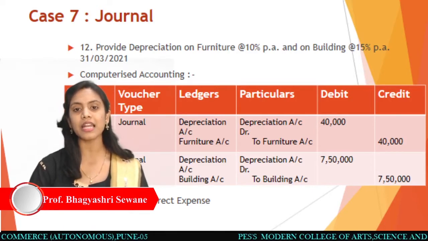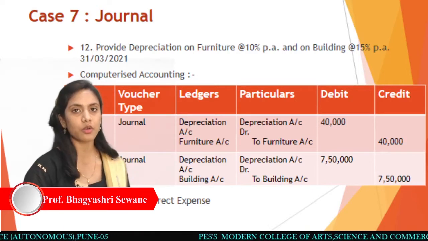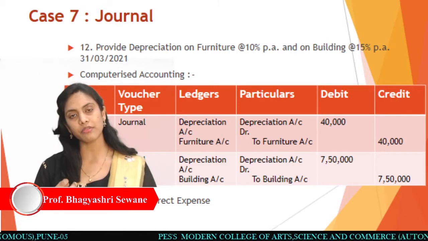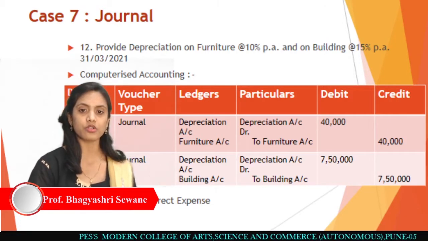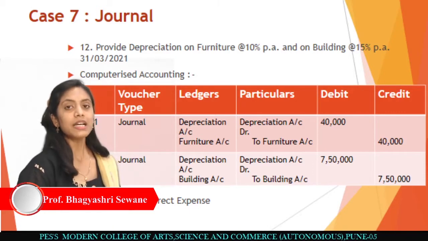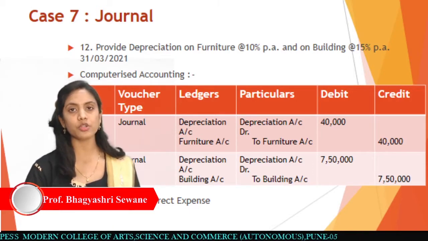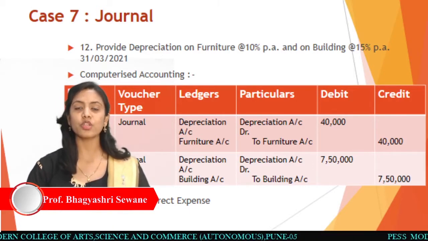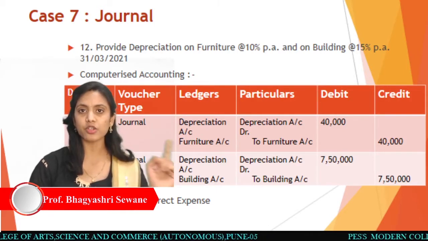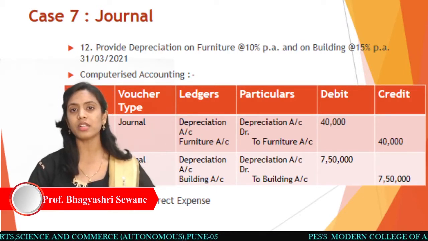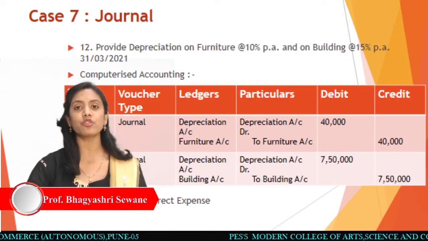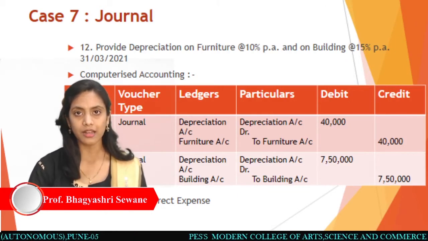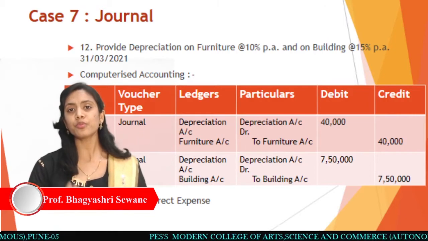We have seen that. Now we have to see the journal voucher, which type of transaction will be entered in a journal voucher. You can see the transaction over here, that you have to provide a depreciation on furniture and a building. You know that Rubix Limited has already introduced the furniture and building, right? On that furniture and building we have to provide a depreciation. That is the rule, right? So we have to provide the depreciation.